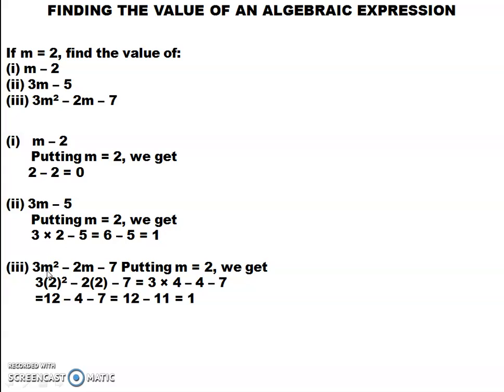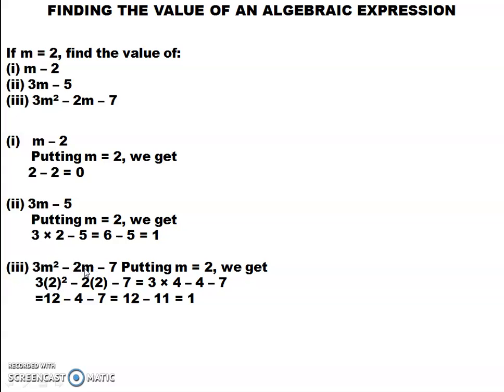Third one, 3m square minus 2m minus 7. So, tell me, how will you execute it? 3m square means 3 into m into m. M square means m into m. So, if you want to find the value of 3m square, you should do 3 into m into m. That means 3 into 2 into 2.